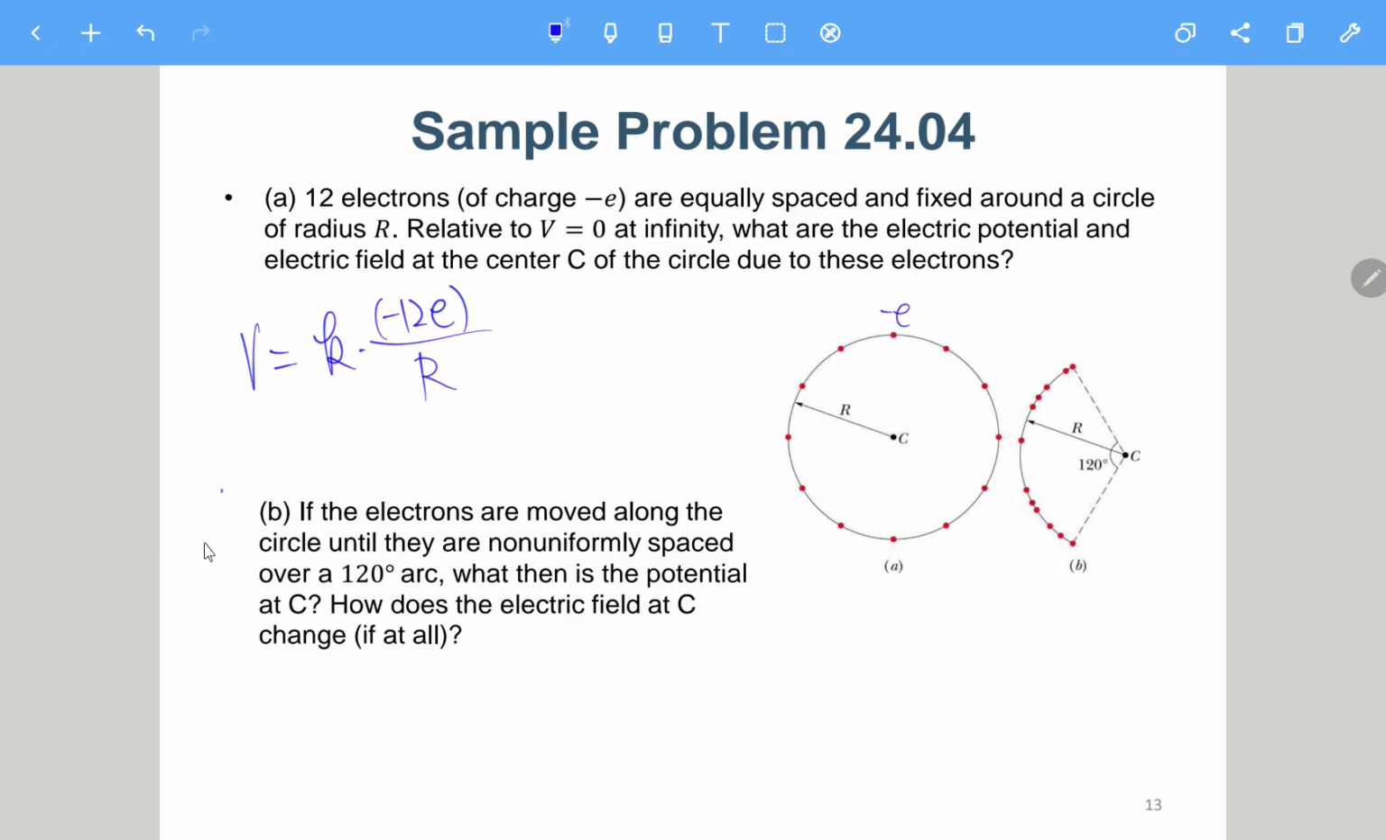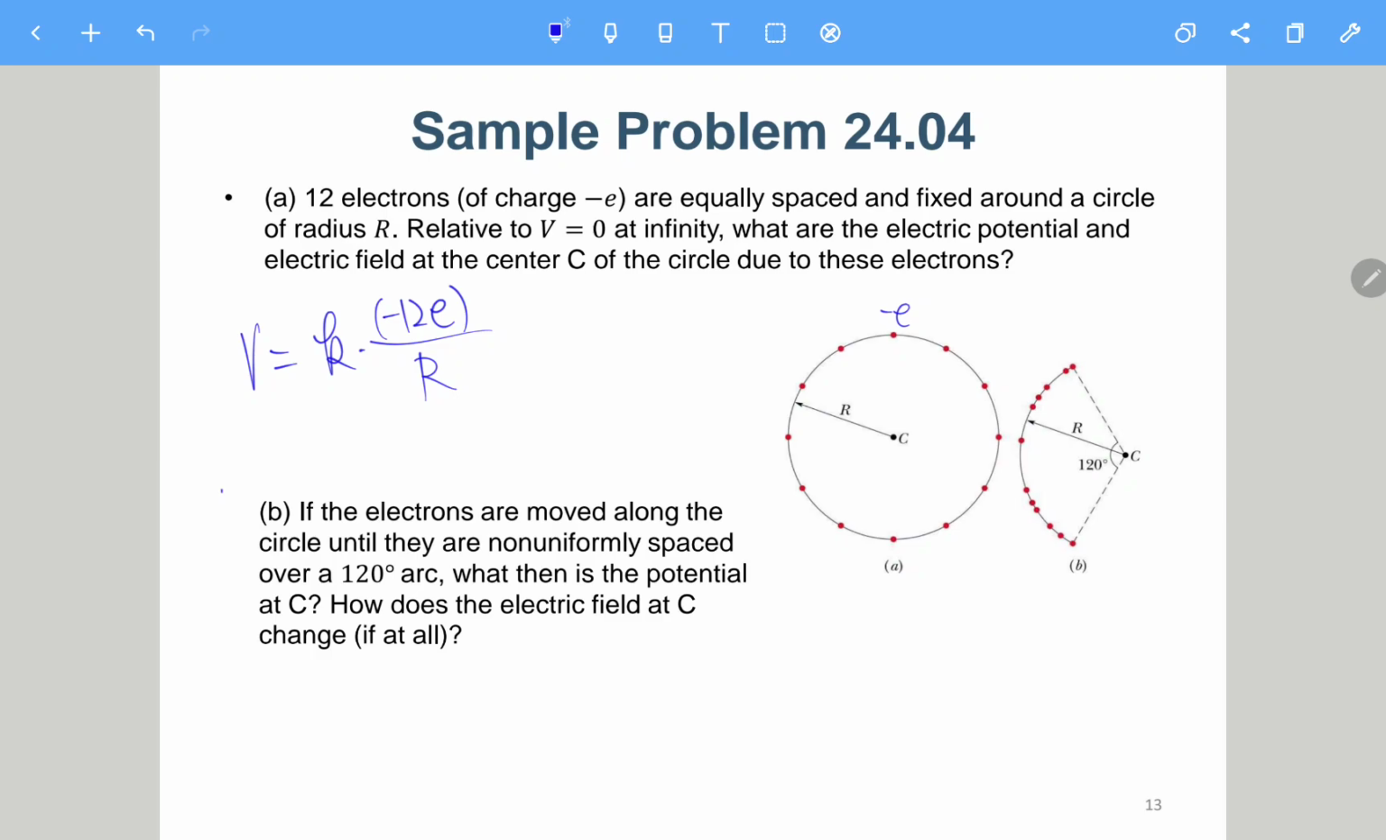And then part B asks: if the electrons are moved along the circle until they are non-uniformly spaced over a 120 degree arc, like this one, what then is the potential at C? How does the electric field at C change? Okay, so let's answer the first question first. The potential at C.